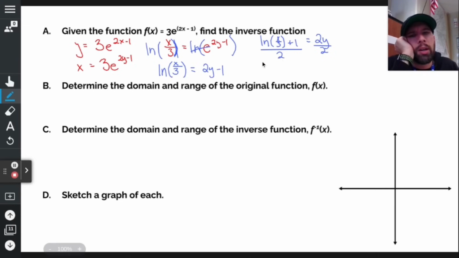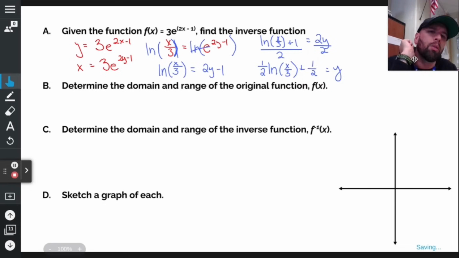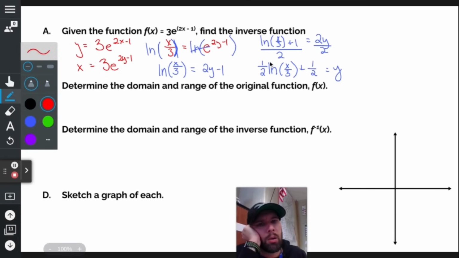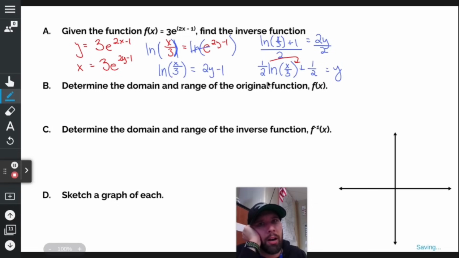And that could be written out as 1 half ln of x over 3 plus 1 half equals y. Now, why did I do that? Why didn't I leave that as over 2? Well, because that over 2 implies that ln has a coefficient, which means I'm going to make it an exponent. Now, an exponent of 1 half, well, that is a square root.